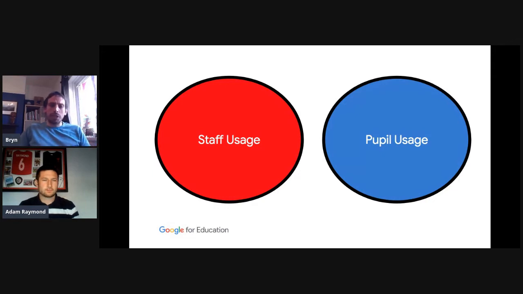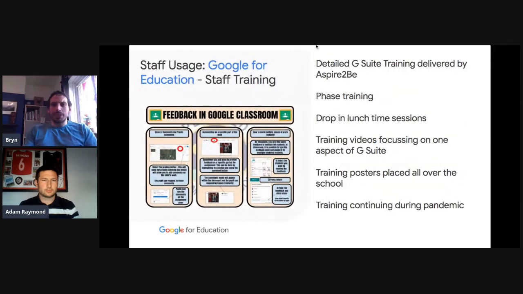So obviously the staff require the training, but also the pupils require the training and the understanding of the tools in that. So with the staff training, like I say, a core group of teachers we've identified attended the detailed training by Aspire to Be. There's about 8 teachers who had this training.